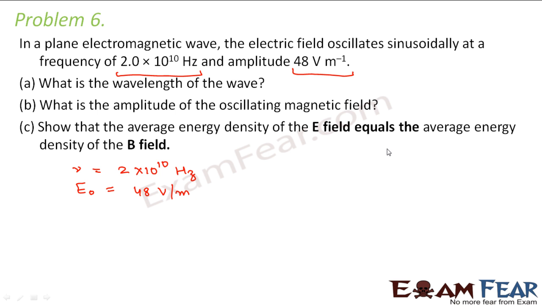So in a plane electromagnetic wave, here also let us assume the wave is moving along x direction. Electric field is along the z direction, which is given as E naught sine (kx minus omega t).